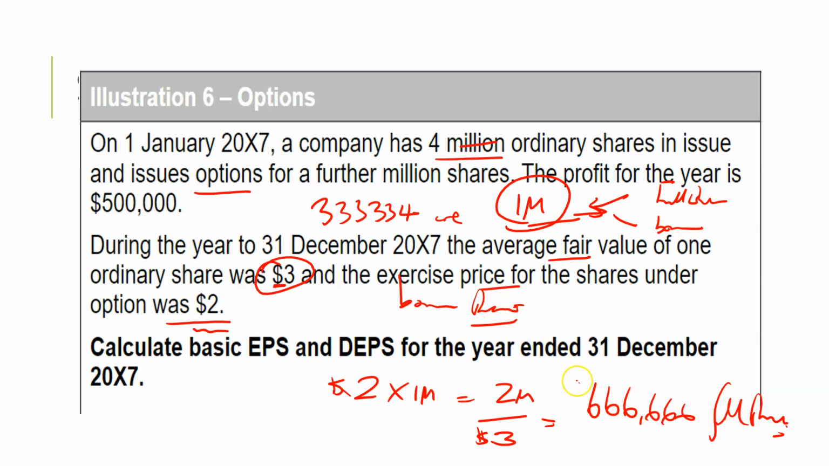So fair enough, I accept that I'll recognize these market shares when we receive the money, but with these bonus issues, the argument is that it should be recognized immediately. So I go from having 4 million shares to recognizing 4 million plus, if you like, my 0.333334 shares. So I have 4.333333 million shares when I'm calculating my DEPS.